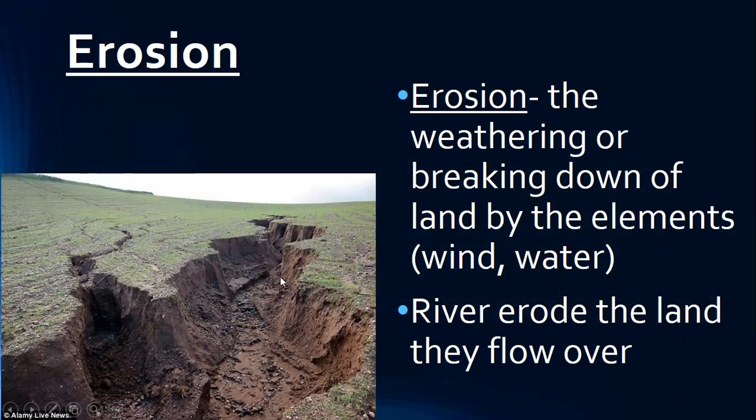Erosion happens upstream, and here's a picture of that occurring. Do you see how all of this material, clearly it used to be flat, now it's an enormous void down into the earth? Things like the Grand Canyon were formed this way, and all of that material has to go somewhere.